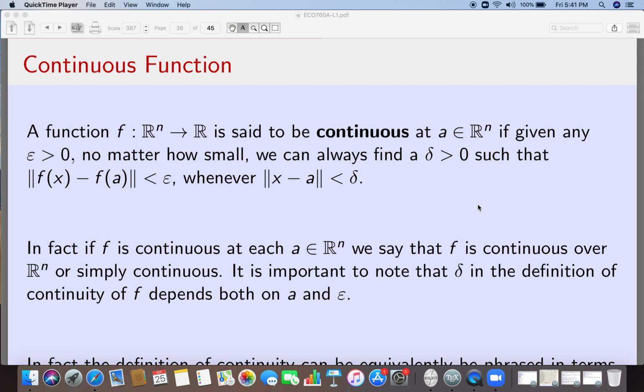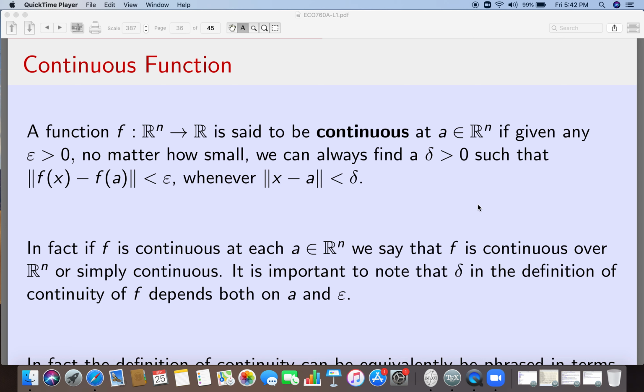Dear students, today we are going to talk about continuous functions. It's the last part of the so-called chapter 1. You have read about continuity when you were talking about functions of one variable. Now here we are going to talk about functions of n variables.